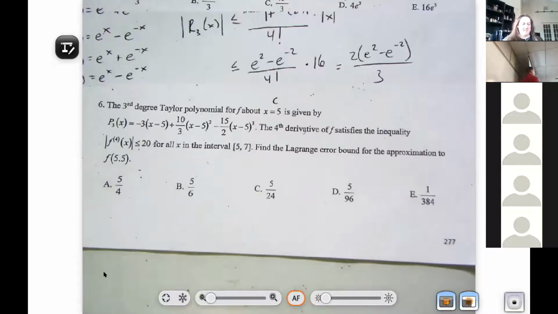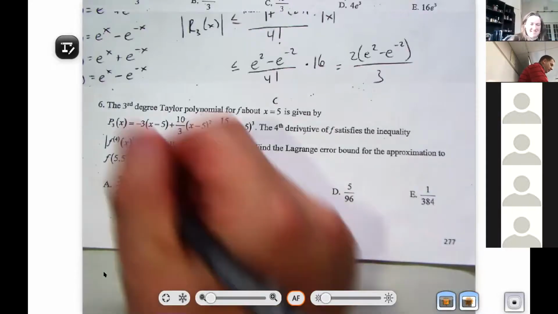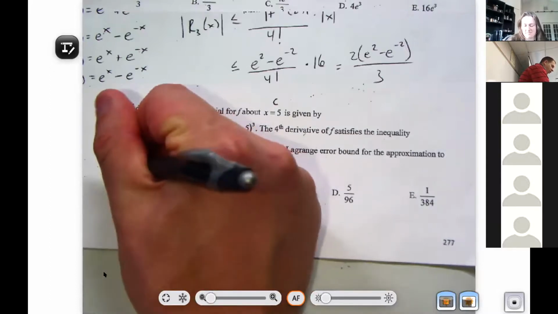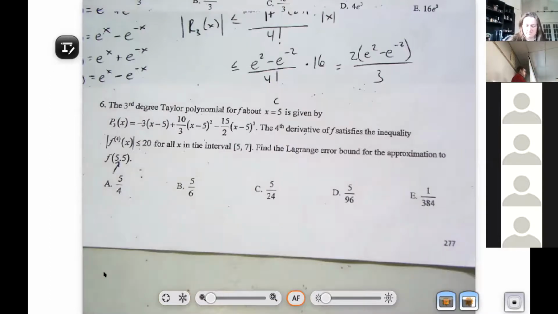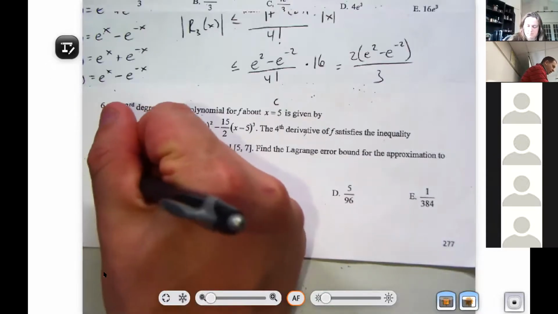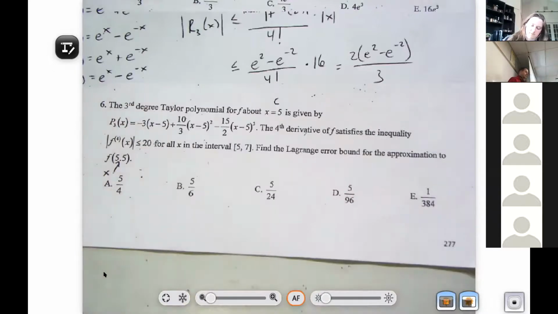So on the other two, they gave x as an interval, and we were trying to pick the biggest x value in that interval for x. Well, in this one, they're actually giving us our x value right here. They're giving us our target value. We're centered around 5, and we're dealing with f of 5.5. So 5.5 is our x value. So we have x, we have c. We just need to get that value to be the biggest.